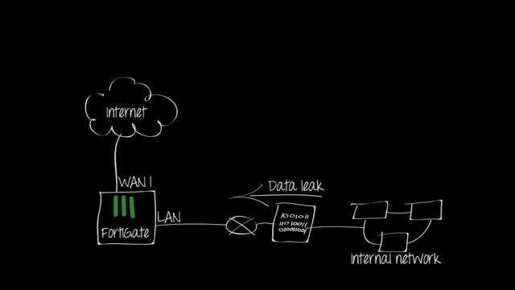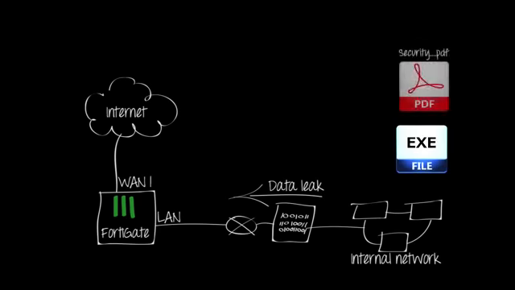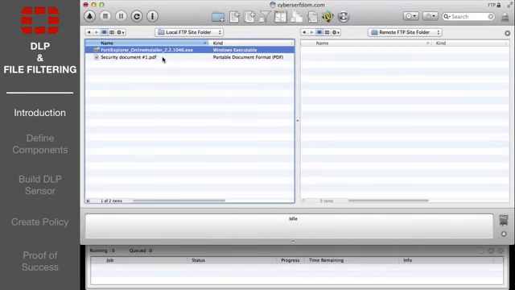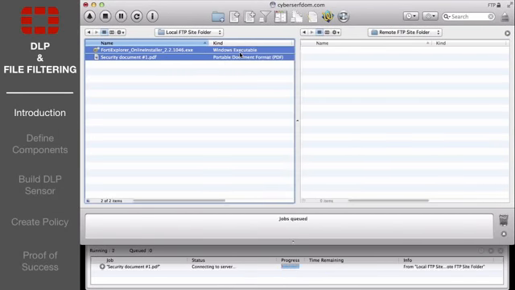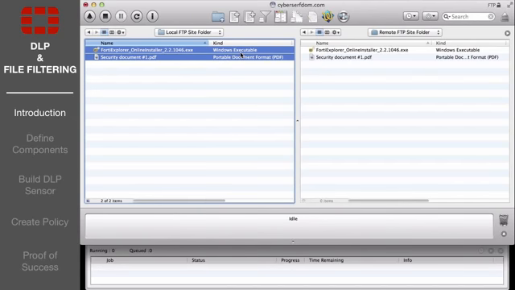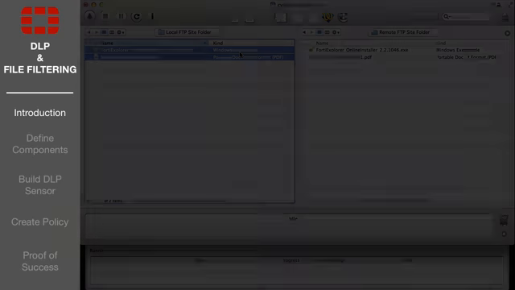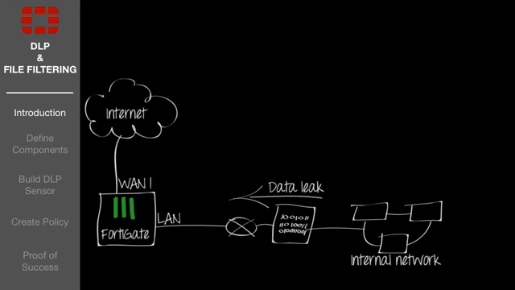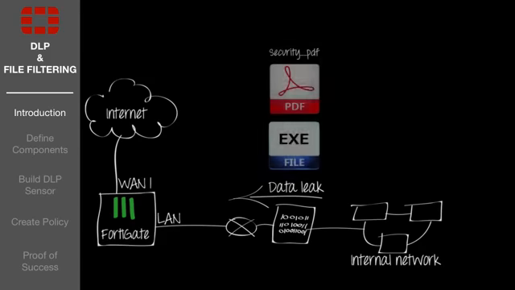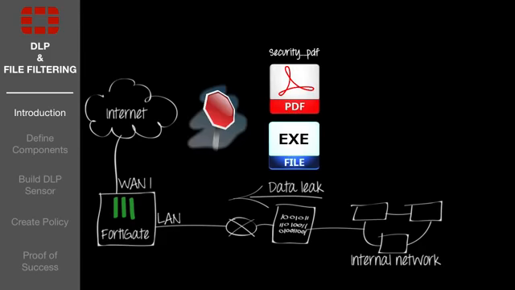In this scenario, two kinds of files are going to be blocked: executable files and PDF files that have security as the first part of the file name. Here is a demonstration of a couple of example files targeted by our scenario being moved by FTP from a local computer to an FTP server on the internet. What we want to happen when the DLP is enabled is that these same two files will be blocked.